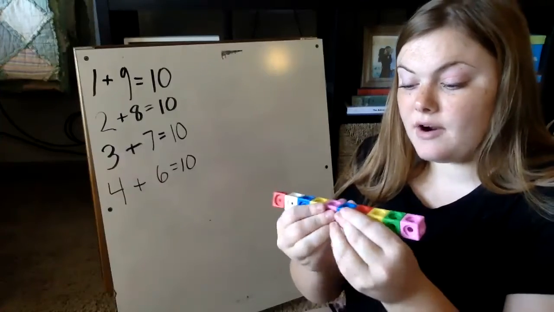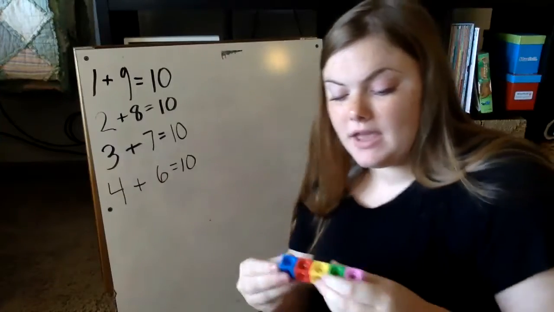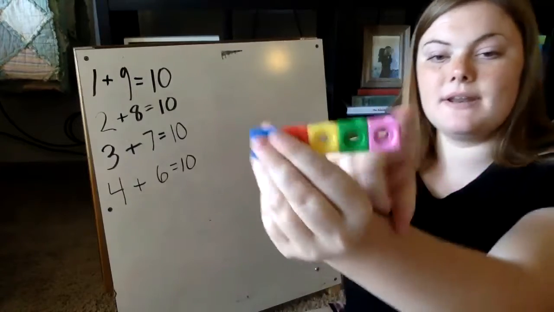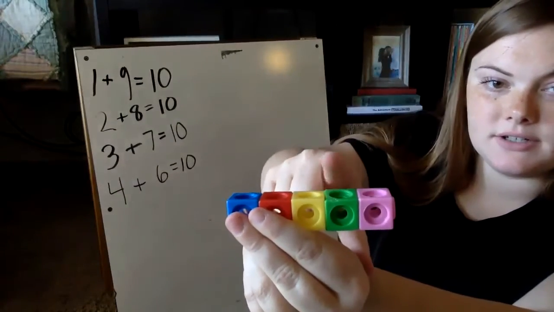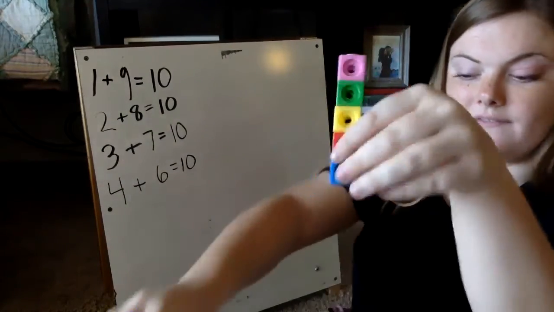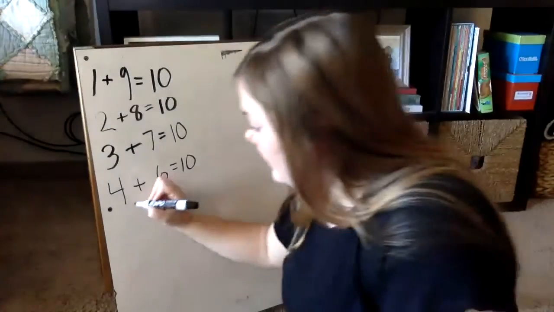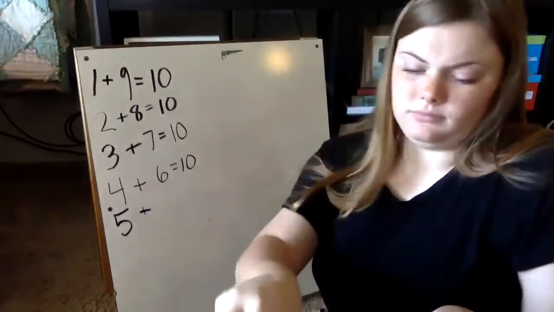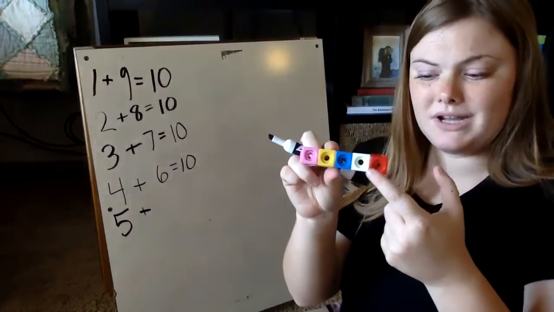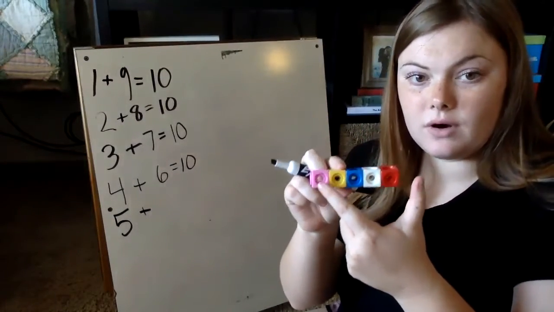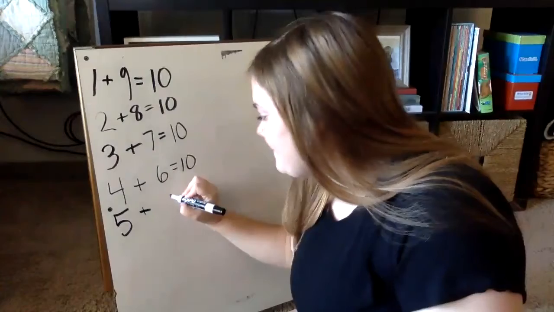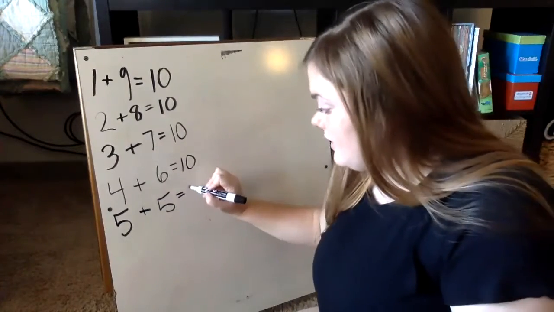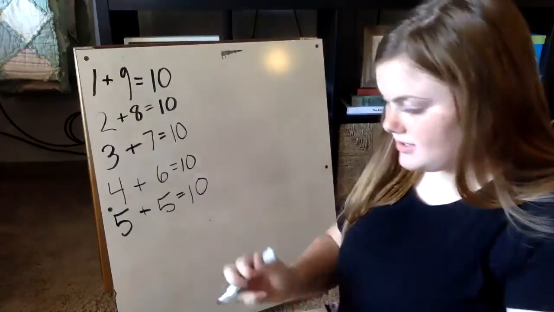Equals 10. Now our last one that we're going to do, I broke it right in half. Did you see that? I went just right in half. How many are over here? 1, 2, 3, 4, 5. So we have our 5. And then how many is over here? 1, 2, 3, 4, 5. Yep. And what do you think this is going to equal? I'm going to bet it equals 10, just like the rest of them.